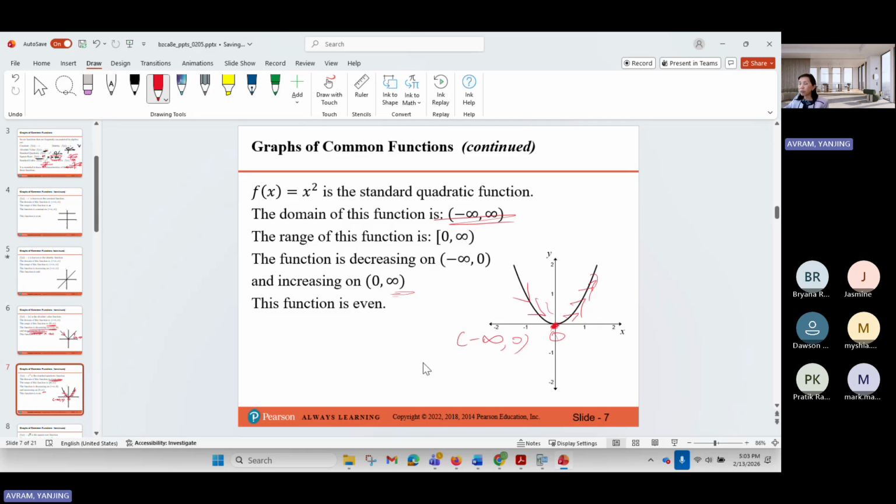The function is also an even function because you can see it's symmetric about the y-axis. And you can check that f of negative x equals f of x. So that's the even function.